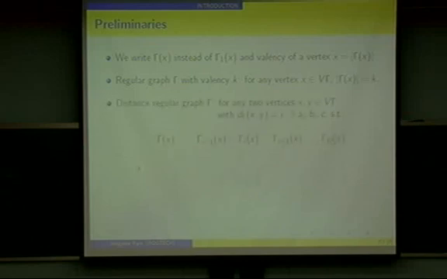And a graph gamma is called a distance regular graph if for any two vertices with distance i the following is satisfied. If I fix a vertex x, then we can divide the vertex set like this. Then if the distance between x and y is i, that means y belongs to gamma i x. Then y has c_i neighbors in gamma i minus 1 x, a_i neighbors in gamma i x, and b_i neighbors in gamma i plus 1 x. Then the graph is called a distance regular graph.